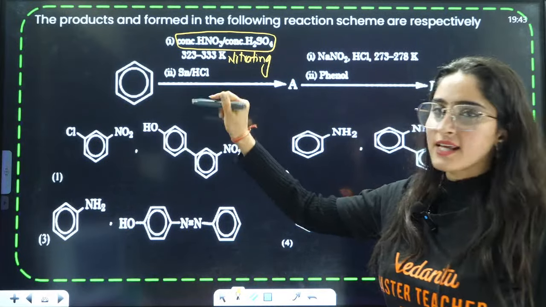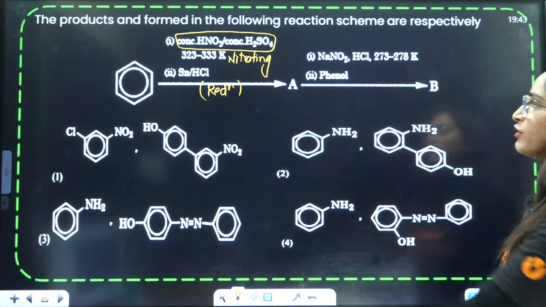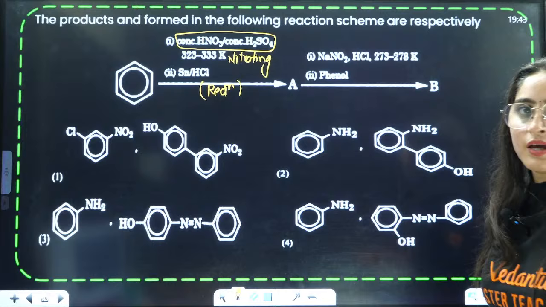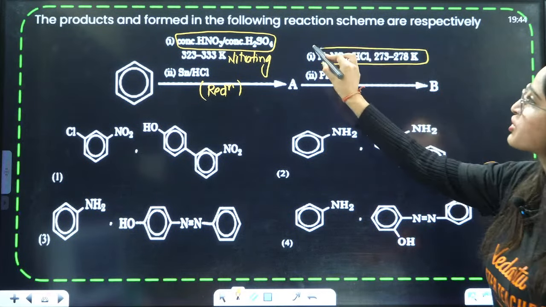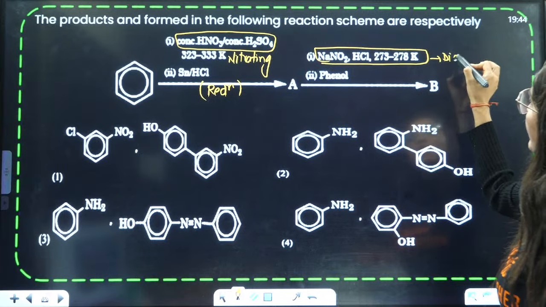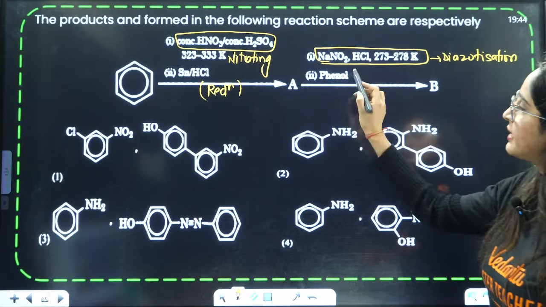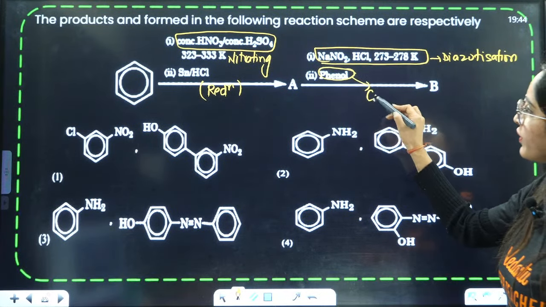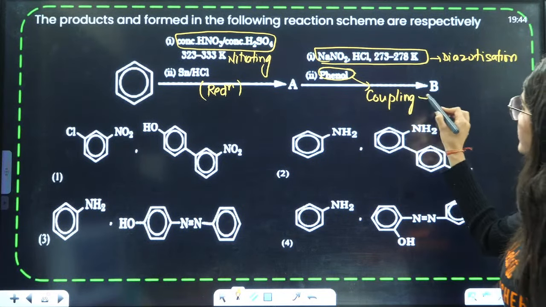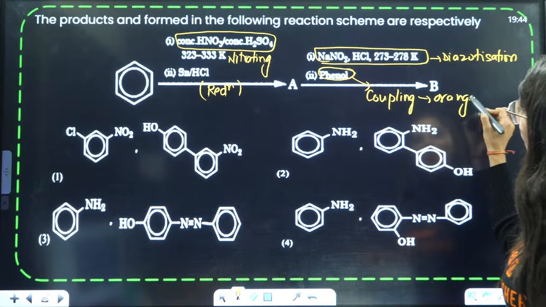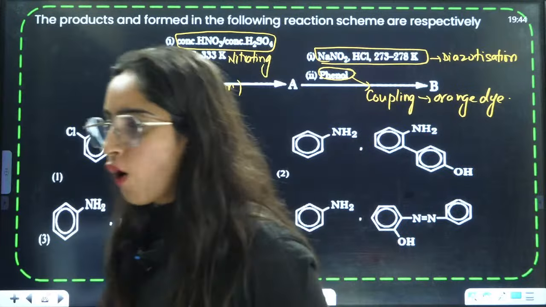Sn/HCl will cause reduction to occur. You will have the formation of A. After that you will do the diazotization. I am giving you all the hints, guys. Then you are adding phenol. Then, I am giving you the hint, coupling reaction will occur and orange dye will be formed. Orange dye is formed here.